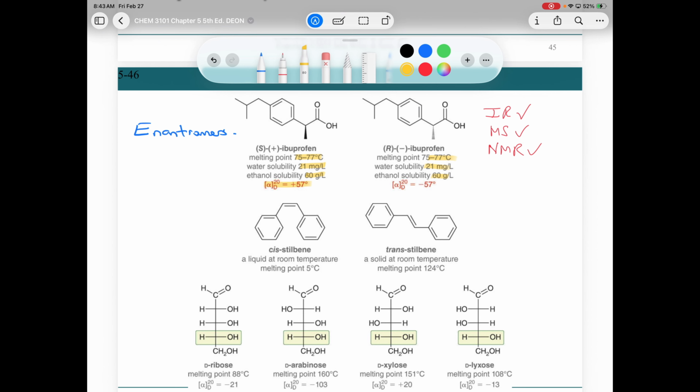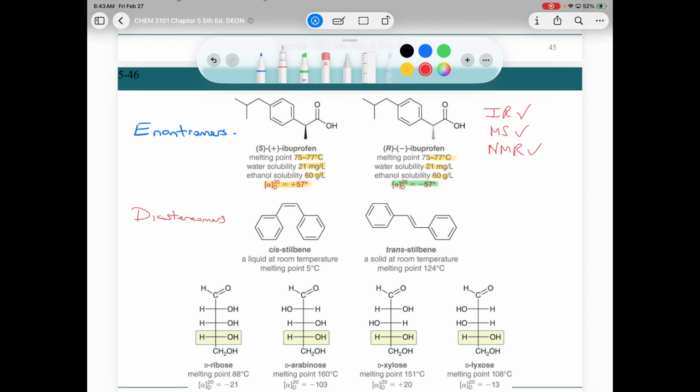What's the only thing that's different between the 2? The way they rotate plane polarized light. One rotates at positive 57 degrees. The other one rotates at negative 57 degrees. Yes, it's difficult to distinguish between enantiomers. What's the relationship between cis and trans stilbene, though? They're not enantiomers. What are they? They are diastereomers, right?